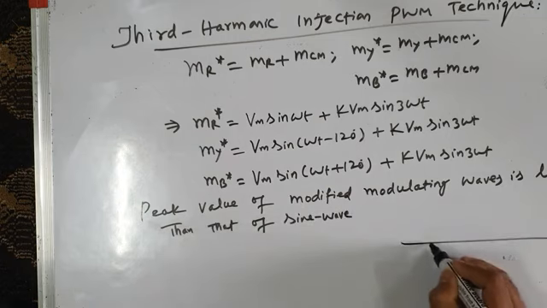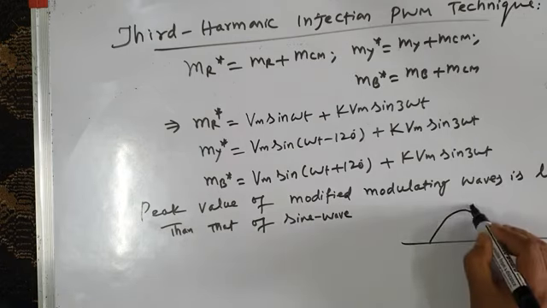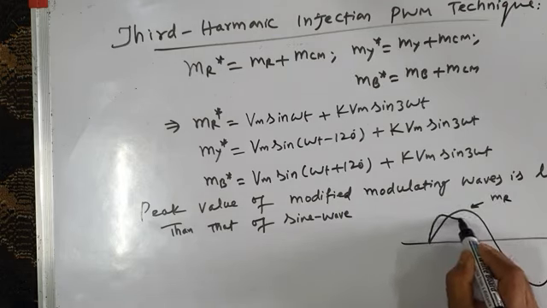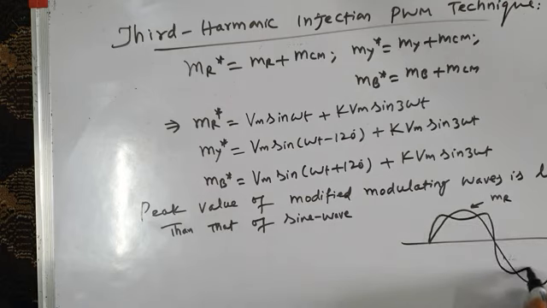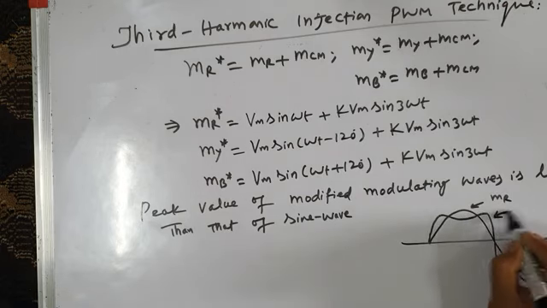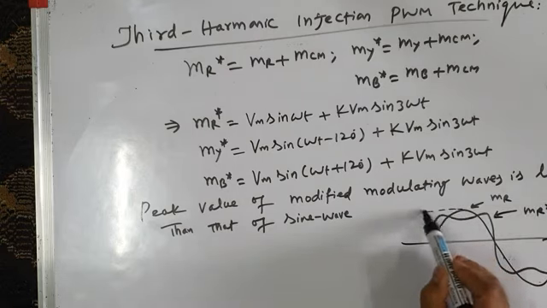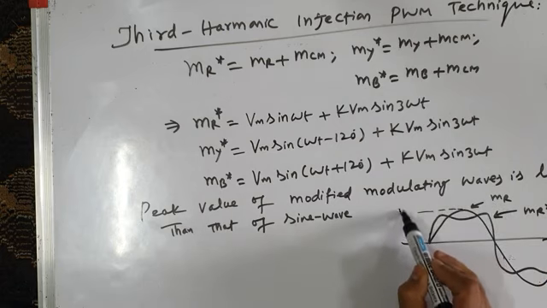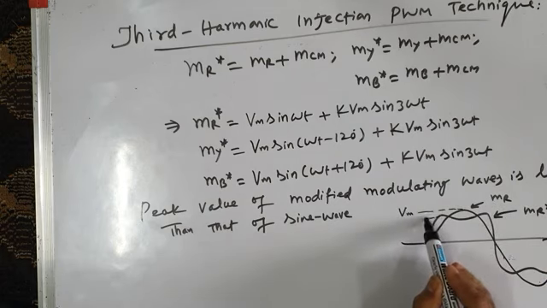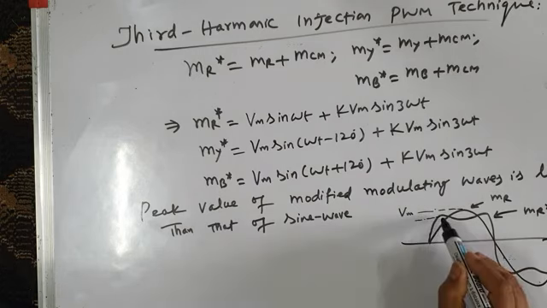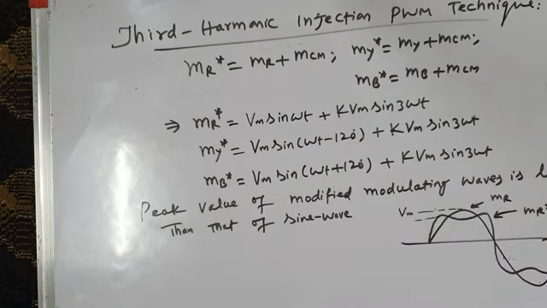Okay, so for example, if this is your sine wave, the original modulating wave MR, your target reference wave or modified modulating wave is something like this with third harmonic injection. So this is MR star. And if you remember, we have observed that if this is the peak of the original modulating wave, Vm, this is the peak of the modified modulating wave. It is always less than Vm. It cannot be equal to Vm or greater than Vm. Remember this. We have already noted this.